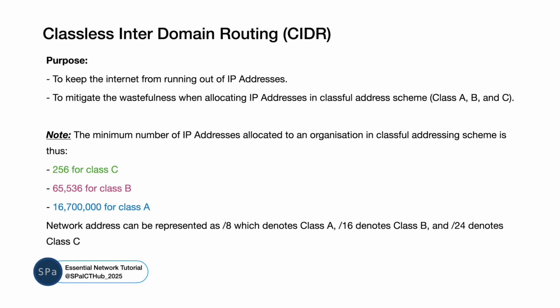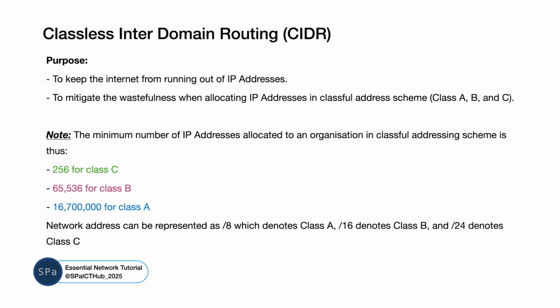Classless Inter-Domain Routing, CIDR. The purpose is to keep the internet from running out of IP addresses and also to help mitigate the wastefulness when allocating IP addresses in the classful address scheme.